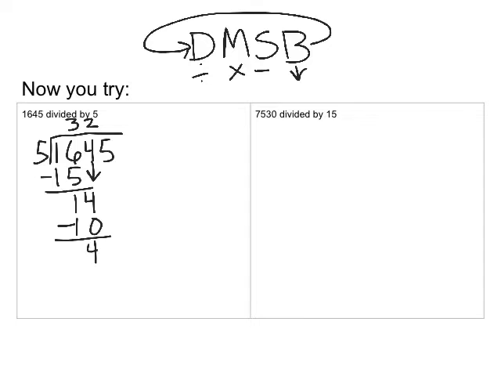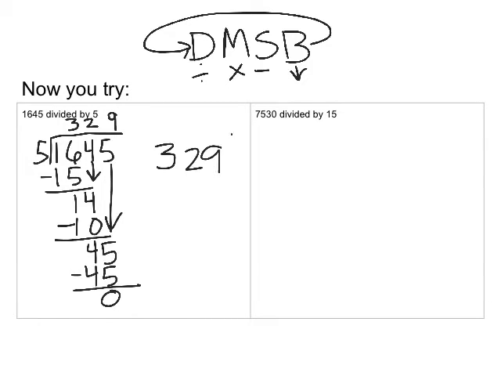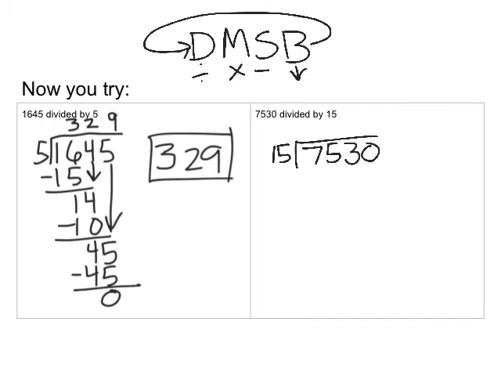14 minus 10 gives me 4. I bring down a 5, and now I'm back at the start again. Dividing, how many times 45, or 5 goes into 45, which is exactly 9. So I know I'm done because when I subtract, I get 0. So 1,645 divided by 5 equals 329. If you didn't get that one right, please pause, go back into your work, figure out what your mistake was, maybe rewatch the original instructions on the earlier slide, and when you're ready, move on to this next one.